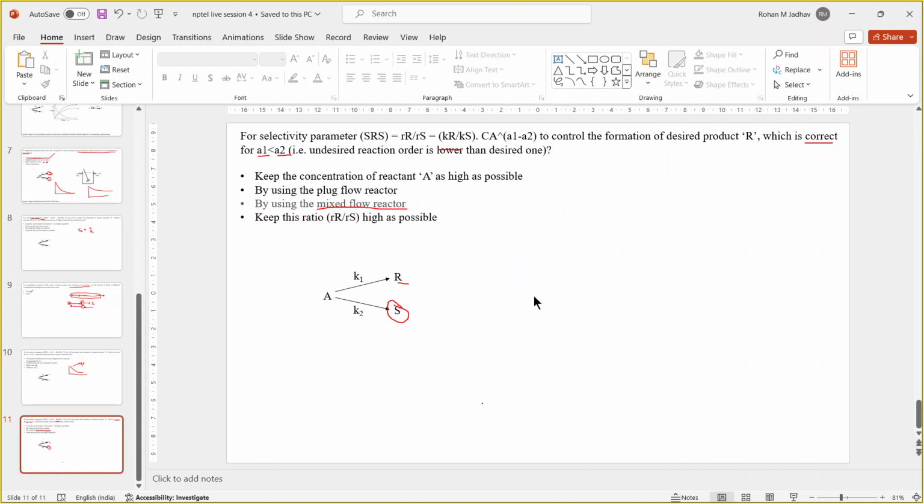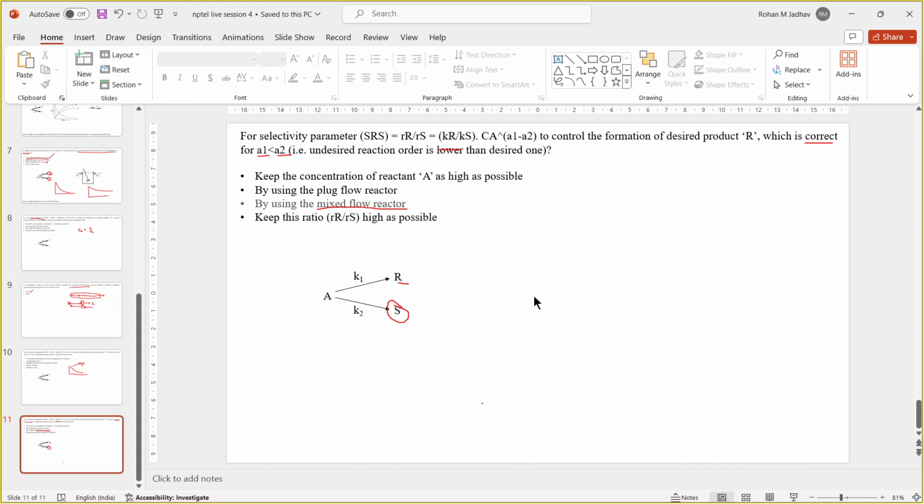Then next is if A1 is less than A2, that is, the order of the desired reaction is lesser than the undesired one. Here the order of the undesired reaction is higher than the desired one. The moment you see that the undesired one is higher, you go for the mixed flow reactor.